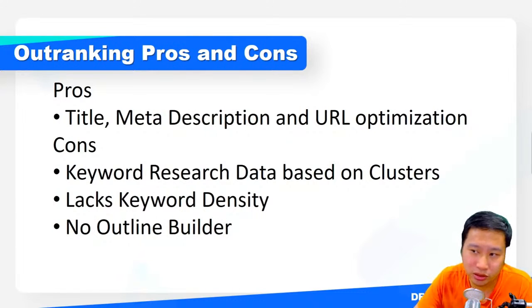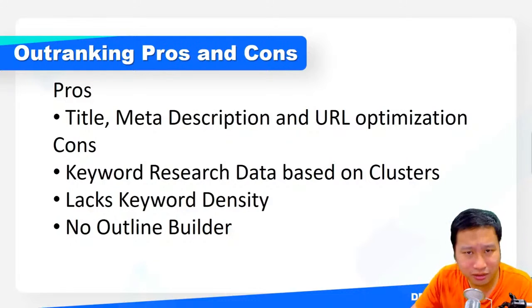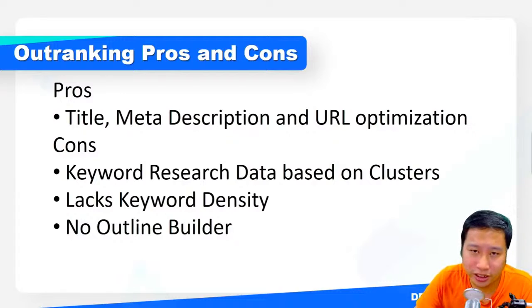I would say that Outranking could be slightly better in that sense, but at the same time it lacks keyword density. So I kind of find it neither here nor there.